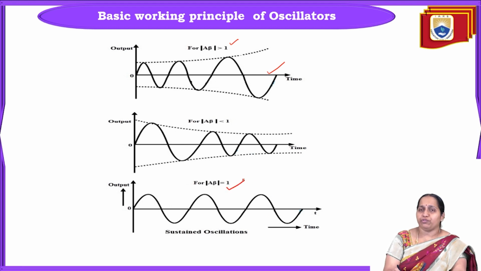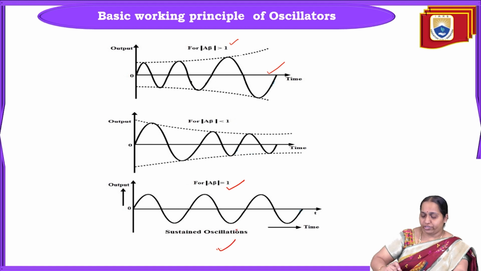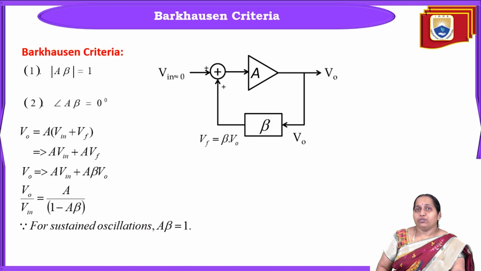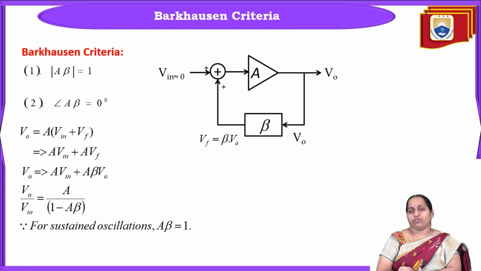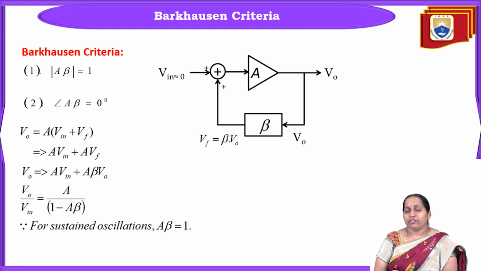beta equal to 1. So if you see in this figure C, where you have a sinusoidal signal with constant amplitude, this is possible only when modulus of A beta is equal to 1. These types of oscillations are called sustained oscillations. So to have sustained oscillations, we have a criteria called Barkhausen Criteria. If those criteria are satisfied, then we can have sustained oscillations at the output. So what are those criteria?